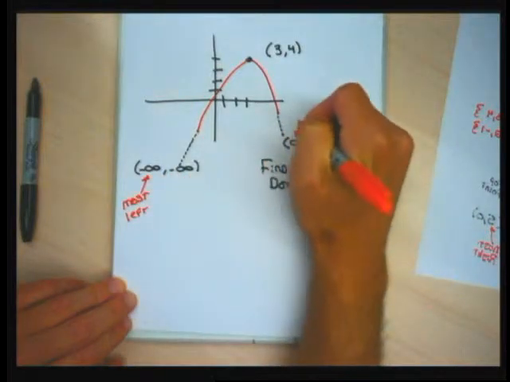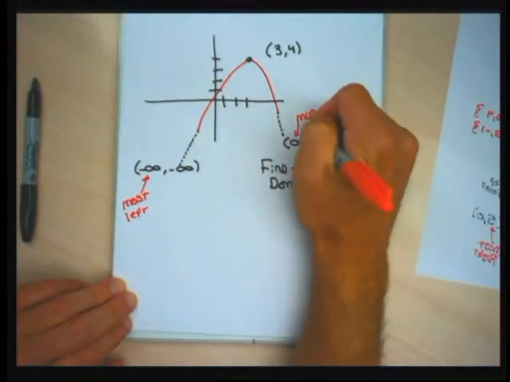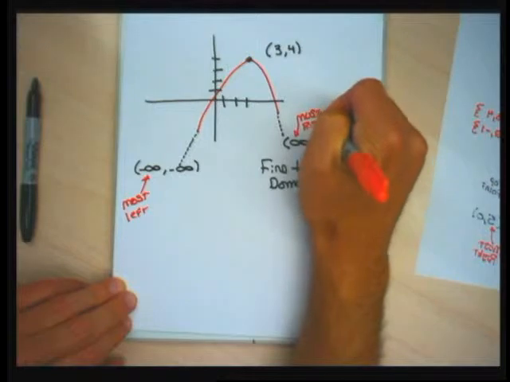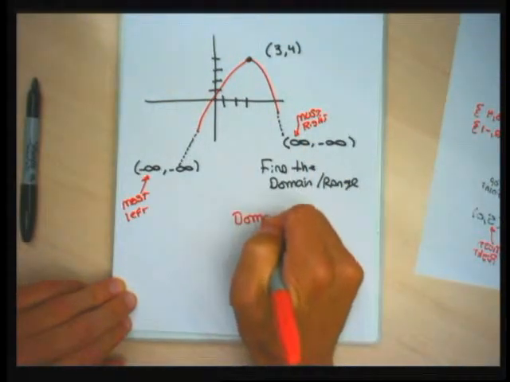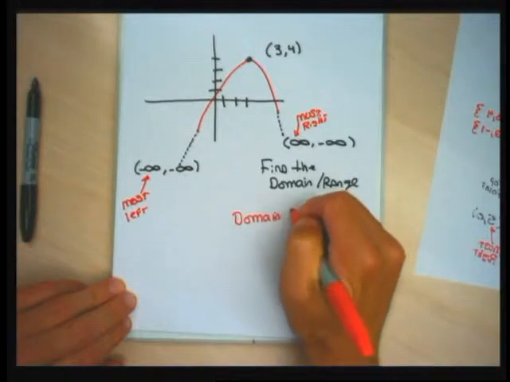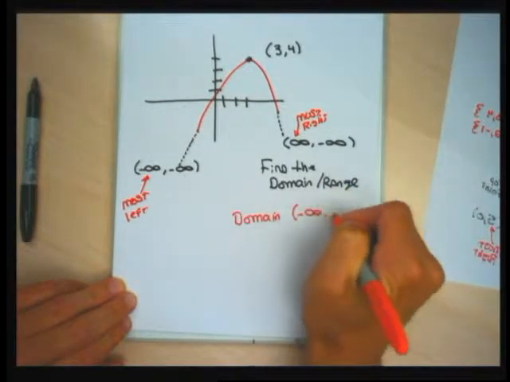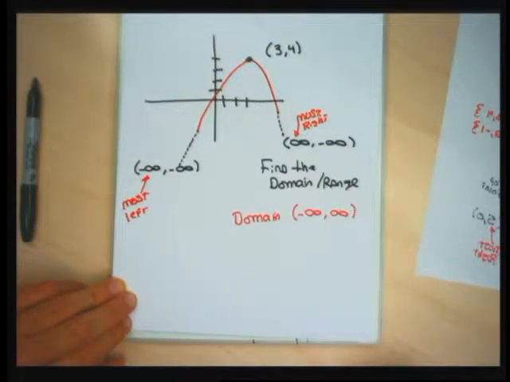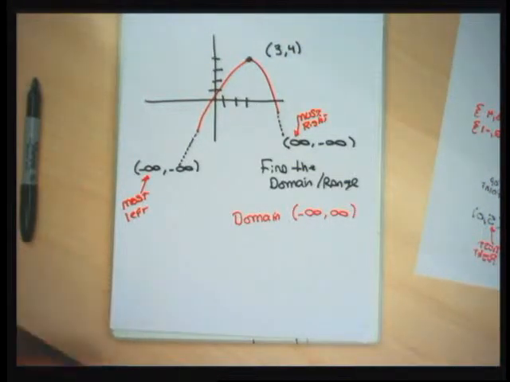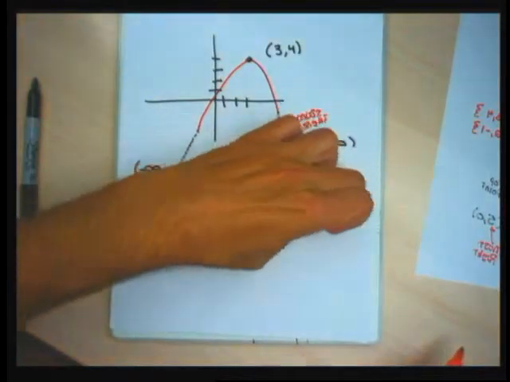This point's going to be the most right point. And the domain, when we have a graph that has connected points, we write the x-coordinate of the most left point, then the x-coordinate of the most right point. Usually you put round brackets around the infinities because we don't really get to infinity. It just implies the graph goes on forever without stopping.